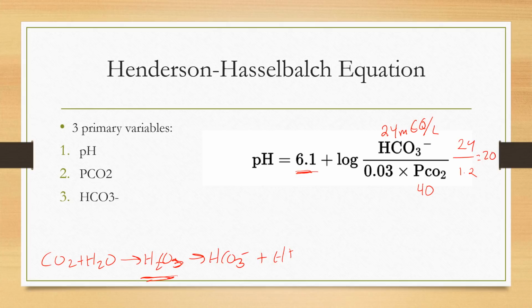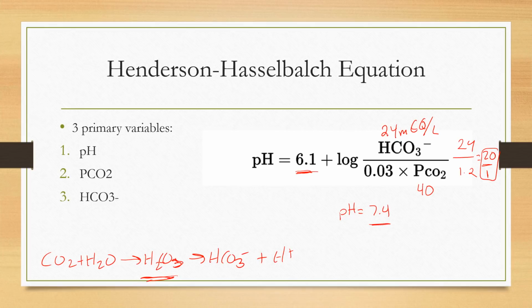So it comes out to 20. The log of 20 is 1.3. 6.1 plus 1.3 equals 7.4. So if you solve this, you're going to get a pH that's equal to 7.4. This shows us that the ratio of bicarb to our acid should be 20 to 1. So 24 milliequivalents of bicarb divided by 0.03 times 40, which is 1.2, is a 20 to 1 ratio, which I show over here. So 20 times more base than acid is going to give us a pH of 7.4.